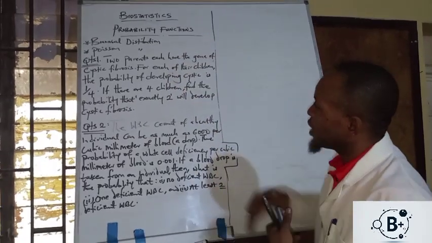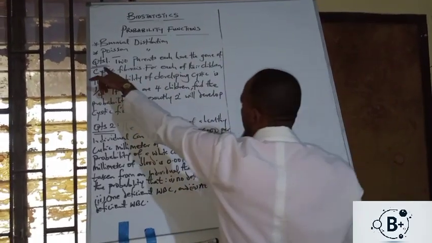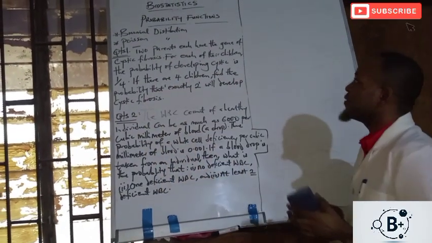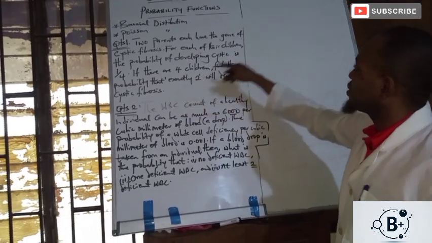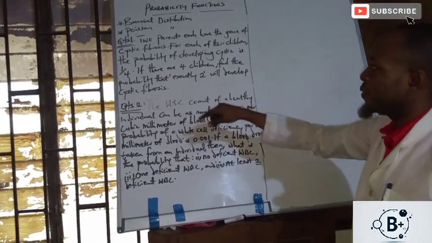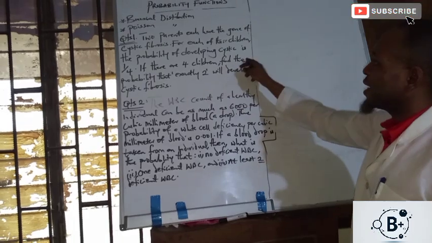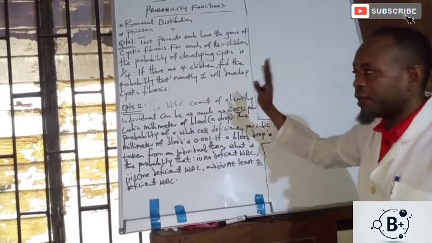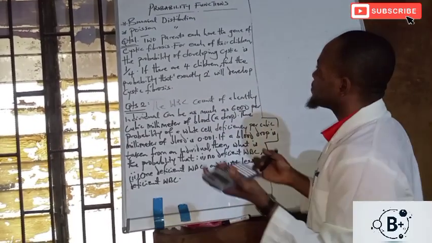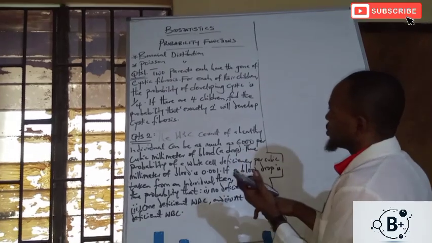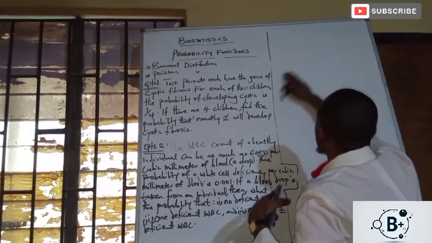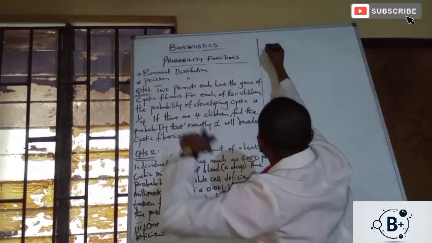For question number 1: two parents each have the gene for cystic fibrosis. For each of their children, the probability of developing cystic fibrosis is 1/4. If there are 4 children, find the probability that exactly 2 will develop cystic fibrosis. In this case, you are going to use a probability function under the binomial distribution. So here, we are solving question 1 now.